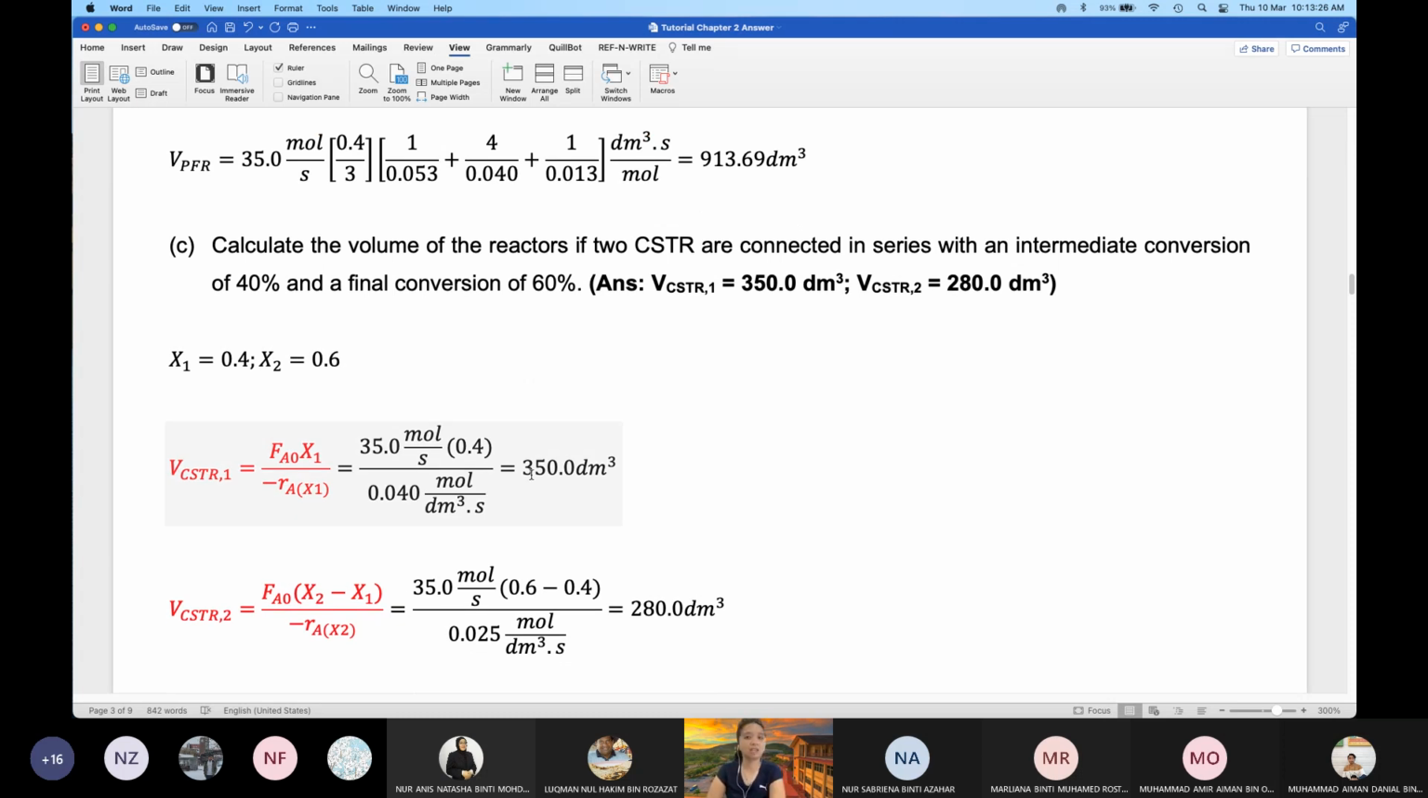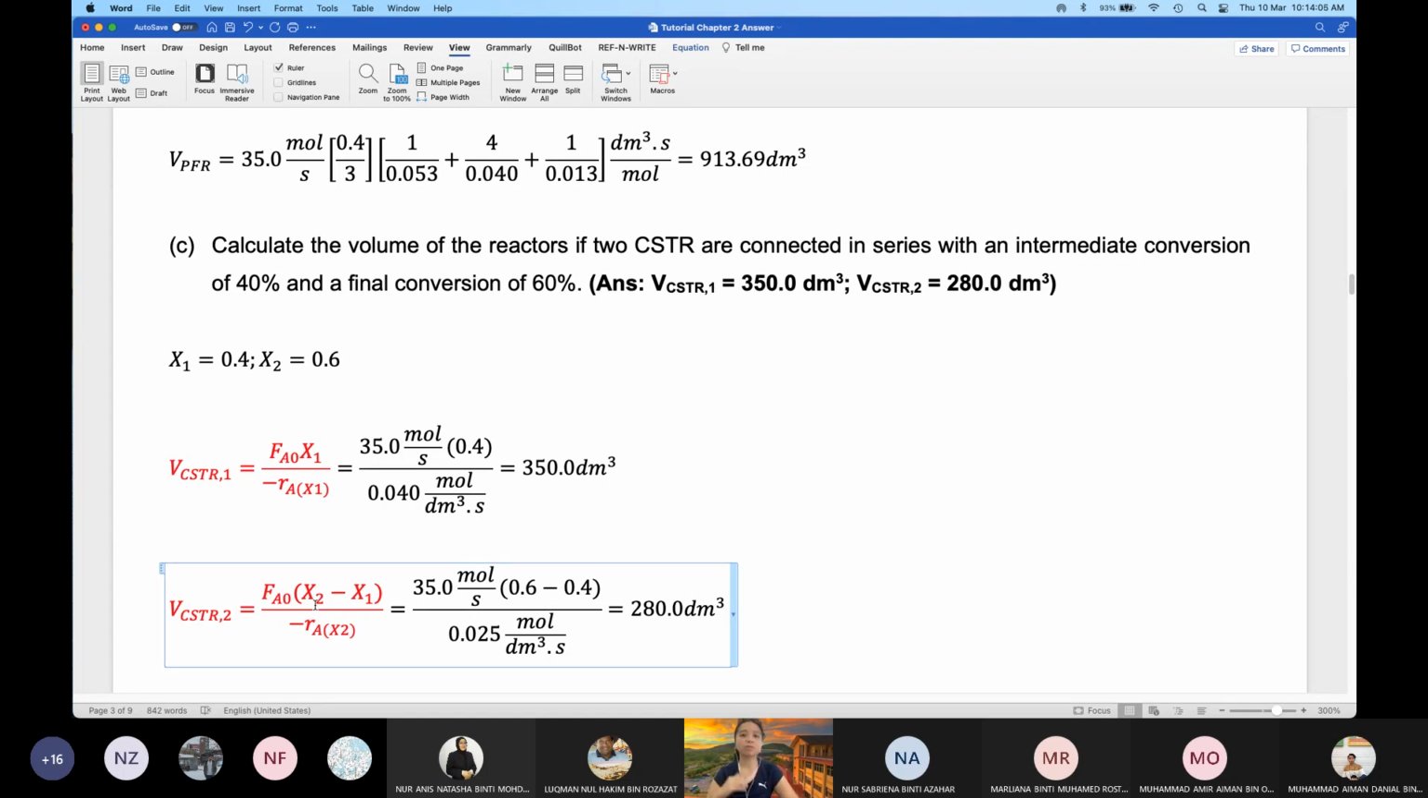So CSTR, first CSTR, normally memang student can do. The problem will come at the second CSTR sebab formula dah berubah. Part ni yang saya sentiasa kena emphasize. When you have reactor in series, formula untuk second CSTR tu dah kena modified. So it becomes volume CSTR 2. Okay, kamu kena specify. Kamu mencari volume for the second CSTR equals to FA0. FA0 is there. In bracket become X2 minus X1. Don't forget this part. Dalam bracket dah menjadi X2 minus X1.